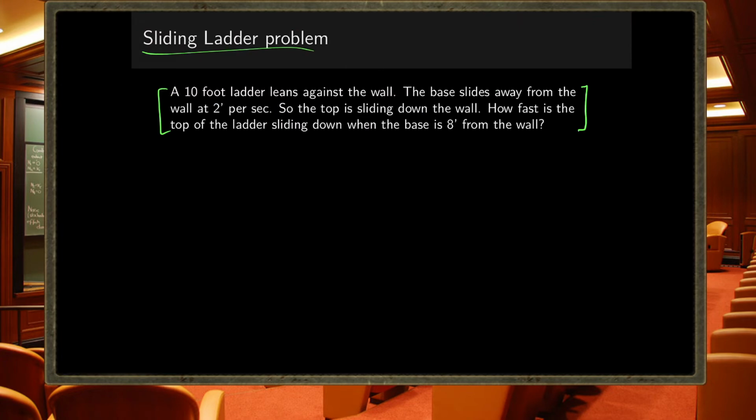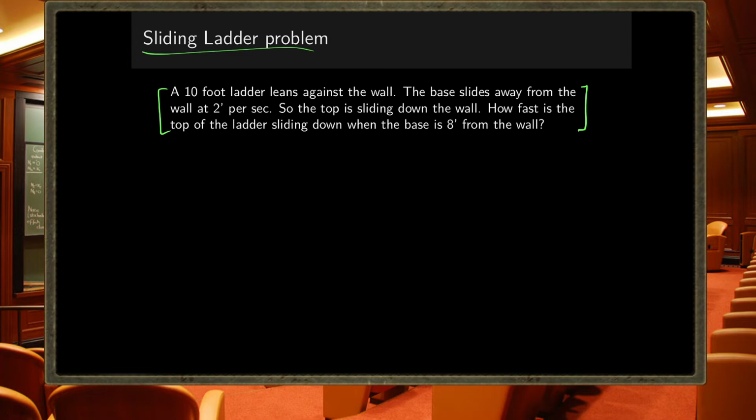Here we go. So a 10-foot ladder leans against the wall. The base slides away from the wall at 2 feet per second. So the top is sliding down the wall. How fast is the top of the ladder sliding down when the base is 8 feet from the wall? So you can think about this nightmarish scenario of a ladder sliding down the wall. The base is scooting out and the top is sliding down.